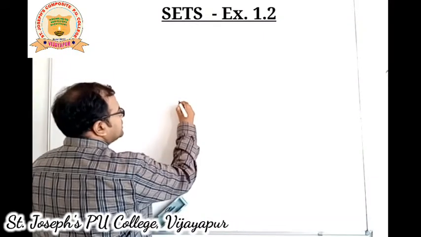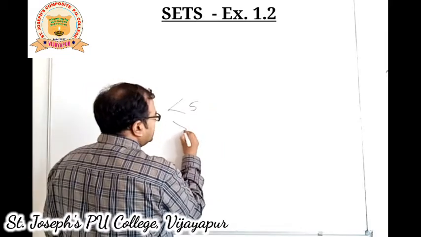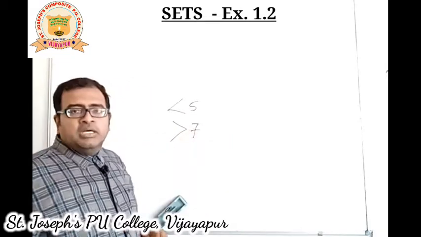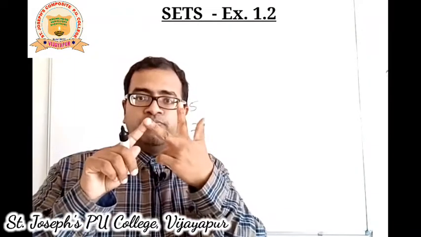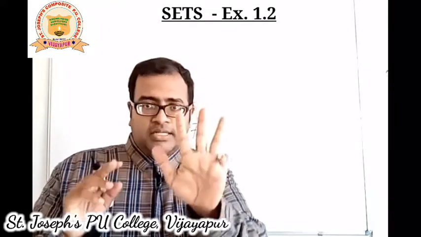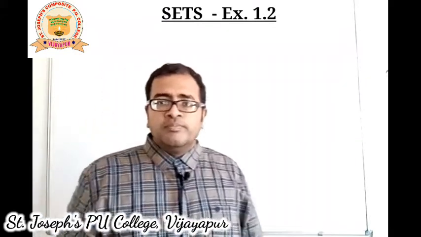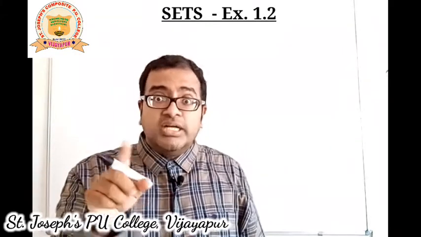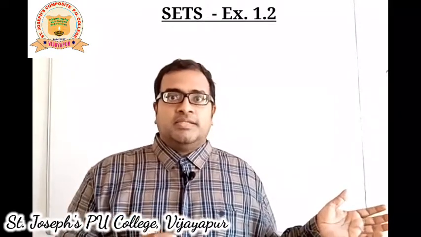They are asking you for numbers which are lesser than 5 and which are greater than 7. Take all the natural numbers less than 5: 1, 2, 3, 4. These are the numbers. Are they bigger than 7? No. This should satisfy both the conditions. It should be lesser than 5 and greater than 7.